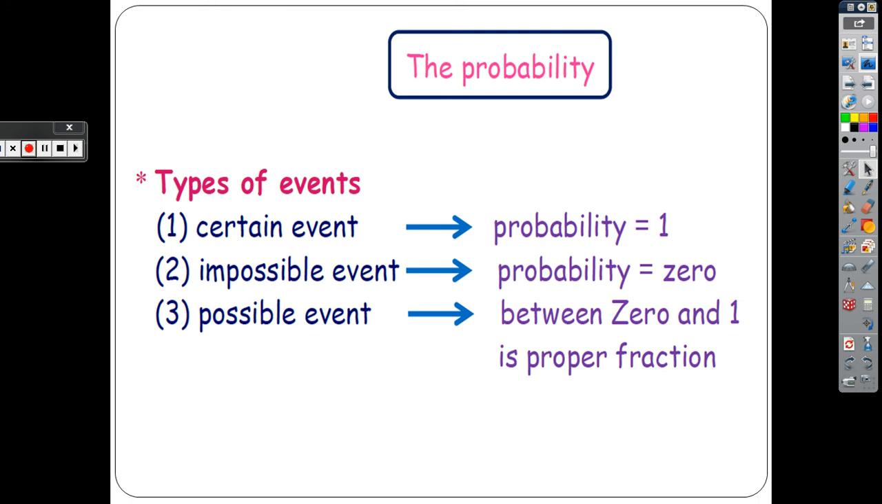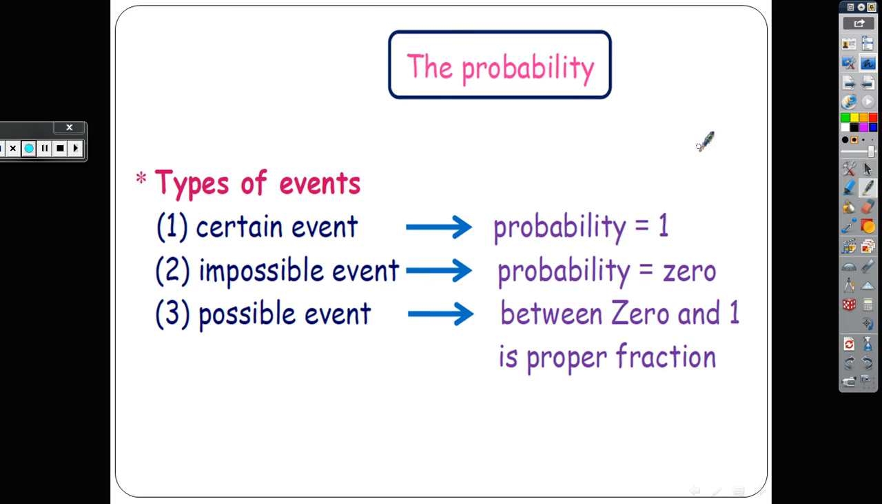Another example, if you have a box contains red balls. All balls in the box are red. So the probability of drawing a red ball from this box is called certain event, and the probability of drawing a red ball is called the probability of the certain event, and it will be equal to 1.